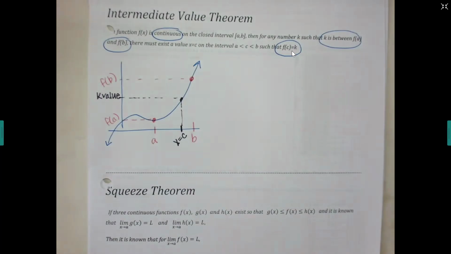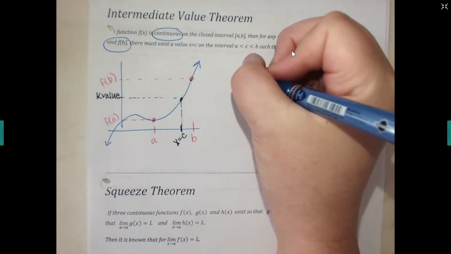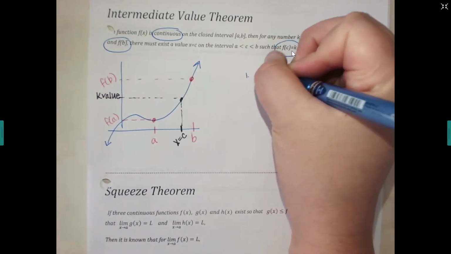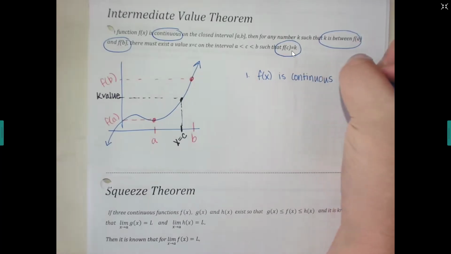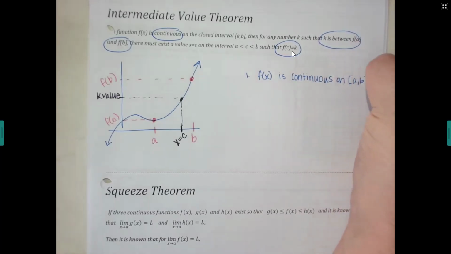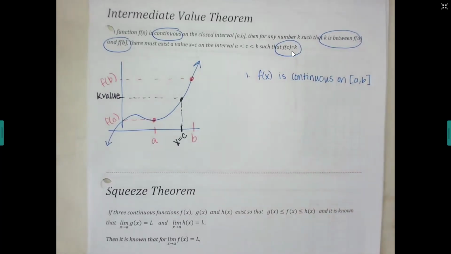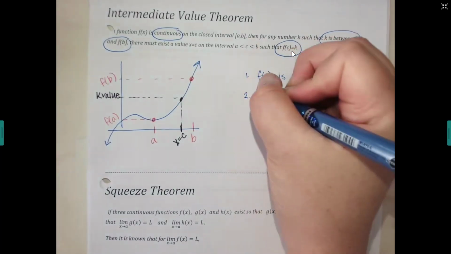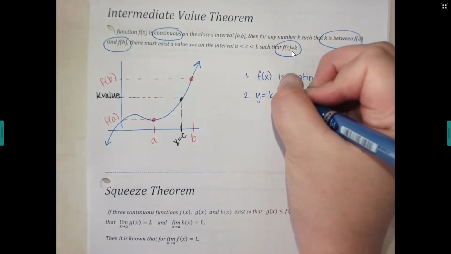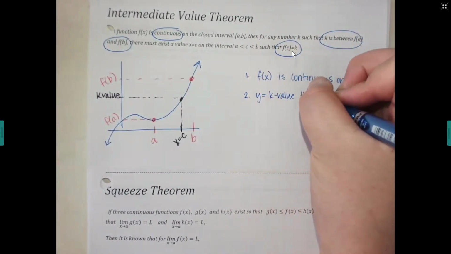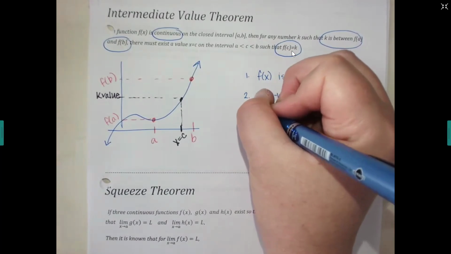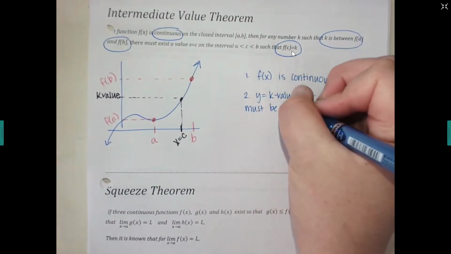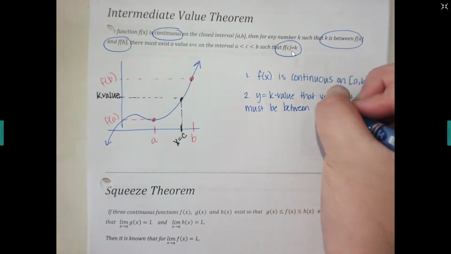So let's give ourselves some little steps to follow. Step number one is that this theorem only applies if your graph is continuous. If it's not continuous, then you can't use this theorem. So that's step number one. Step number two is that the y equals k value that you want has to be between f of a and f of b.